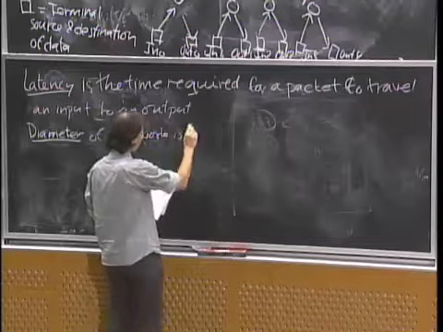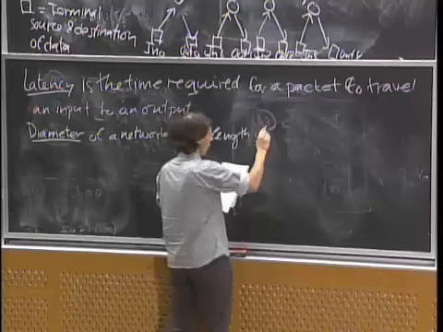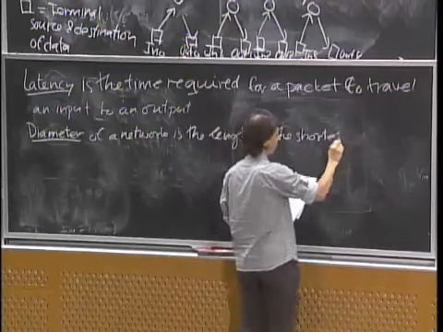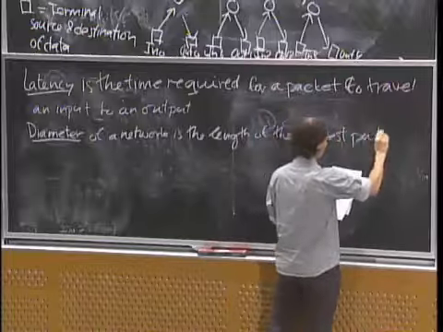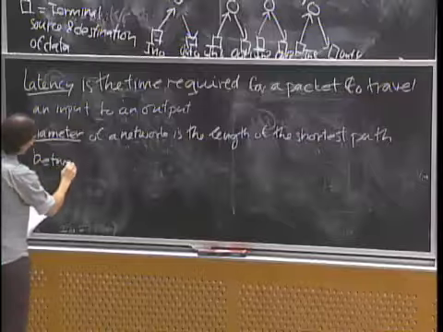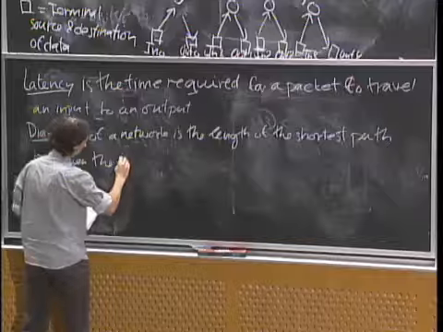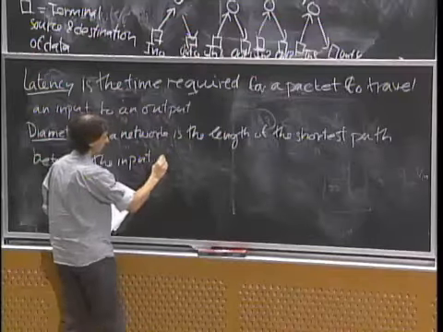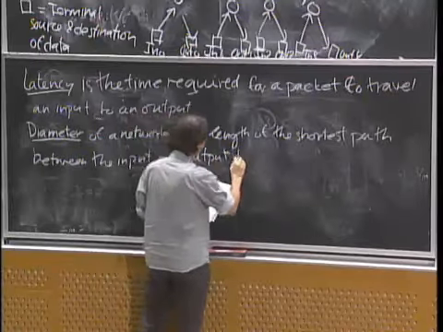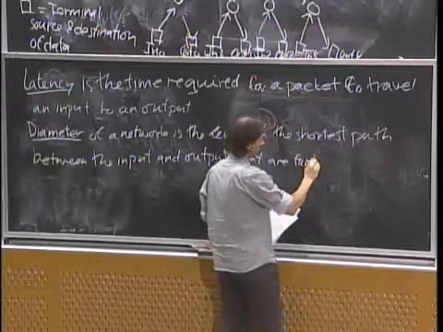is going to be the length of the shortest path between the input and output that are furthest apart. So let's have a look at the graph above.